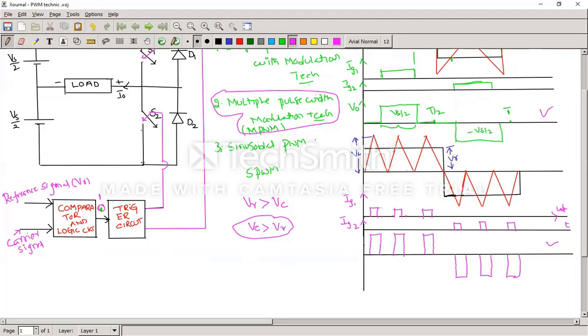But high frequency components will be introduced into this waveform.